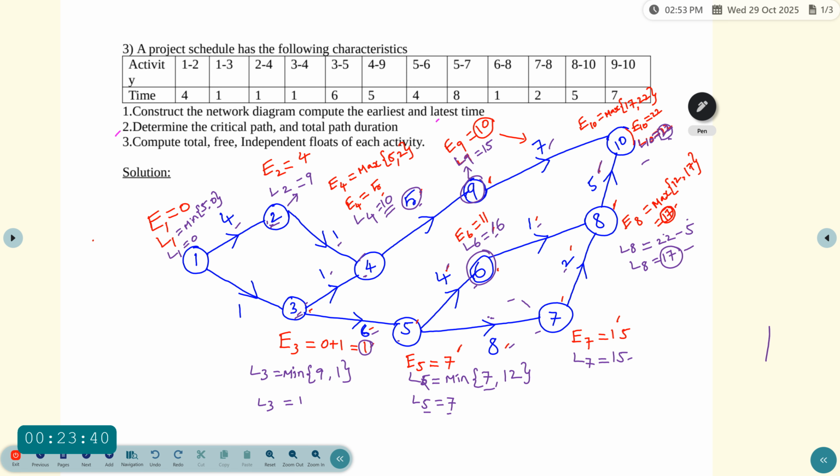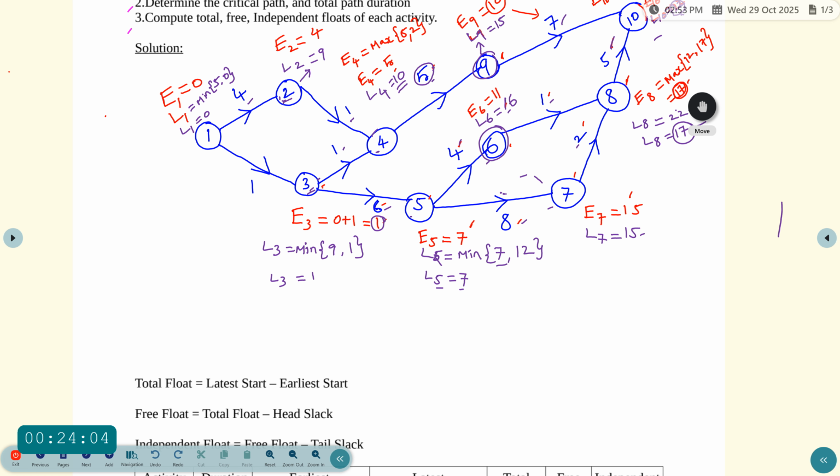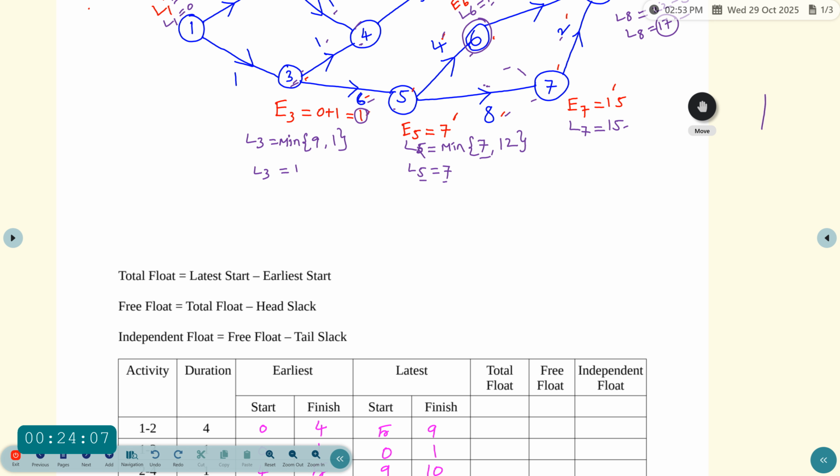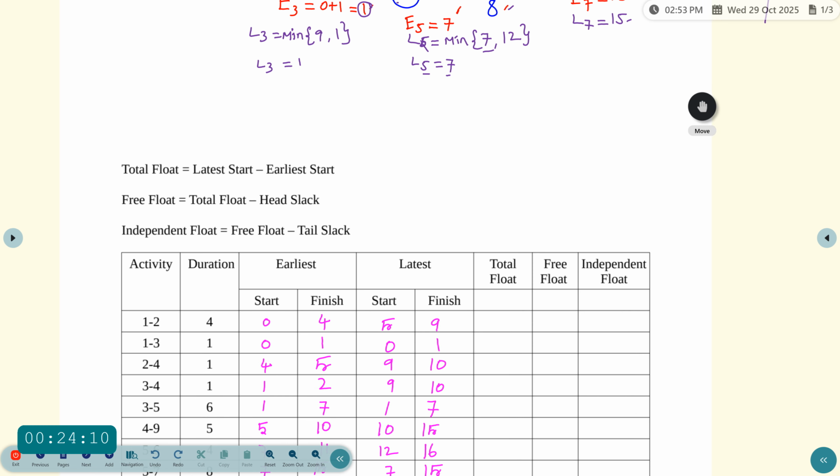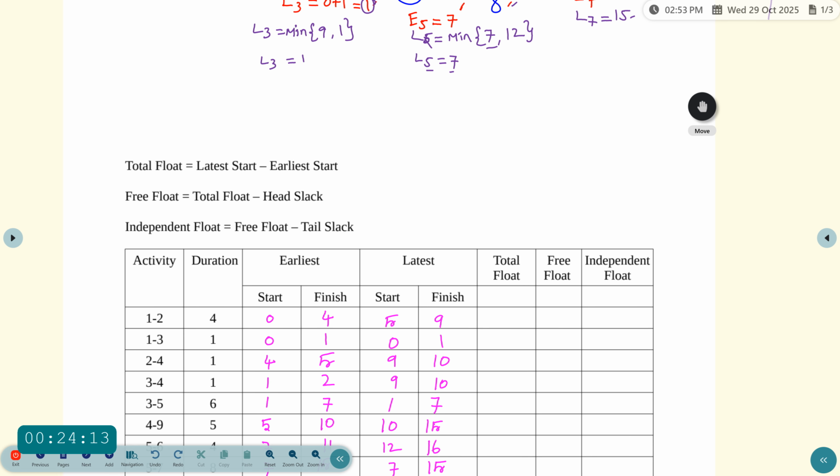Next go to the second question, which is to determine the critical path and the total path duration. Before that, you have to compute total float, free float and independent float of each activity. For that, we have to use a tabular form. Before that, we have to see the formula for total float, which is latest start minus earliest start, and the free float formula is total float minus head slack.